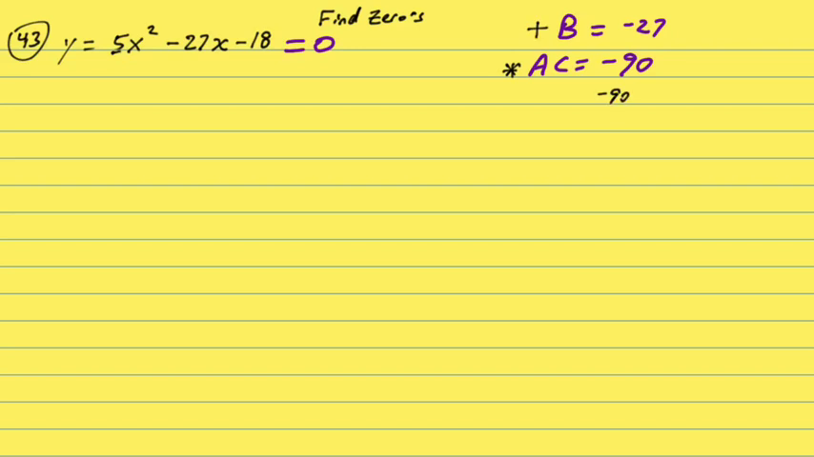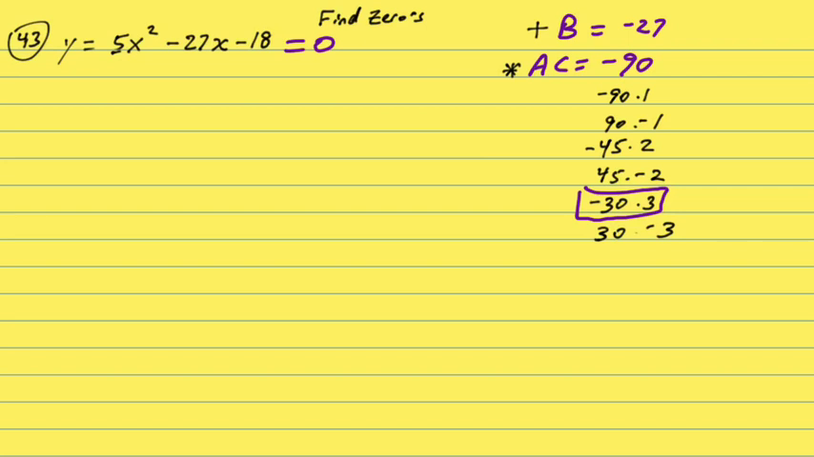So let's try some. Negative 90 times 1, 90 times negative 1, negative 45 times 2, 45 times negative 2, negative 30 times 3, 30 times negative 3. Have you found one that adds to negative 27 yet? Yes. Right there, I think, right? Negative 30 plus 3 is negative 27.